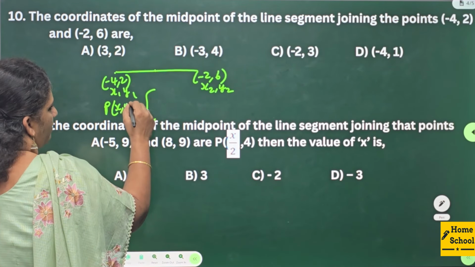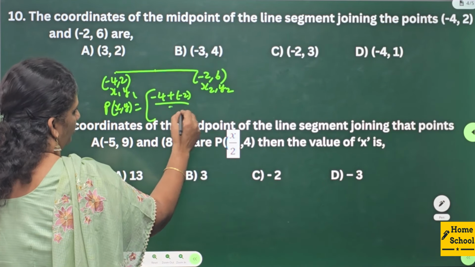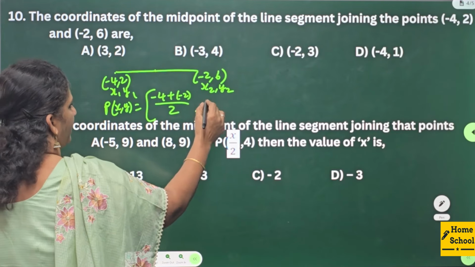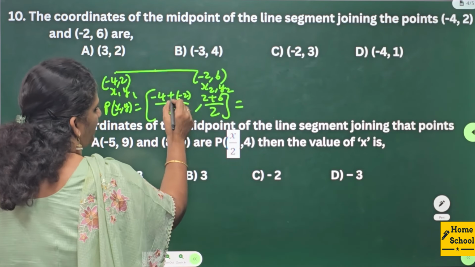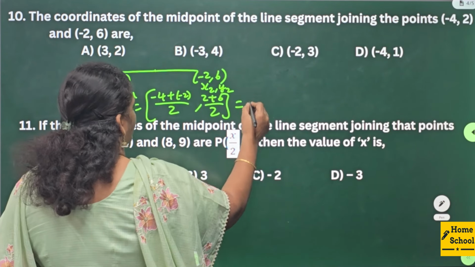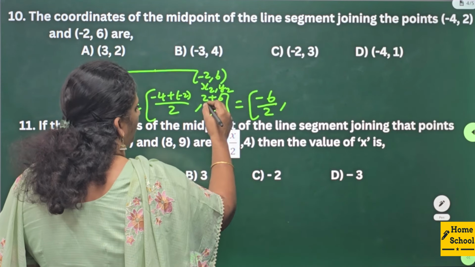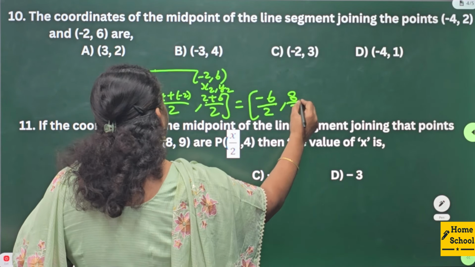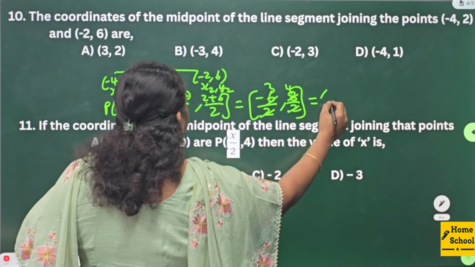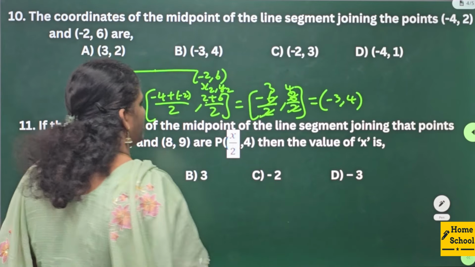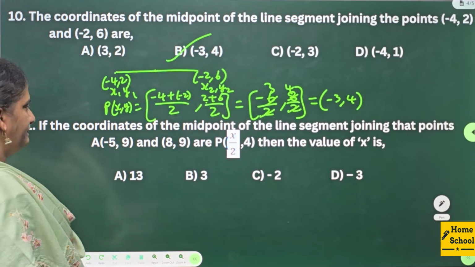P of x, y is equal to (minus 4 plus minus 2) by 2, (y1 plus y2), (2 plus 6) by 2. Minus 4 plus into minus, minus 2, right? Then I will write it as minus 4 minus 2 will be minus 6 by 2, 2 plus 6 is 8, 8 by 2. 2 3s are 6, 2 4s are 8. That means (minus 3, 4) is your midpoint coordinate. Option B is your answer.